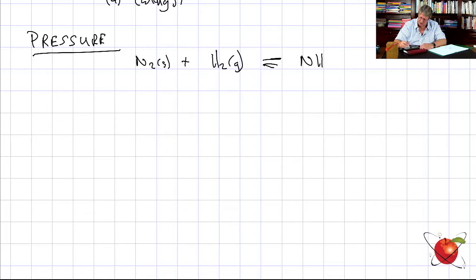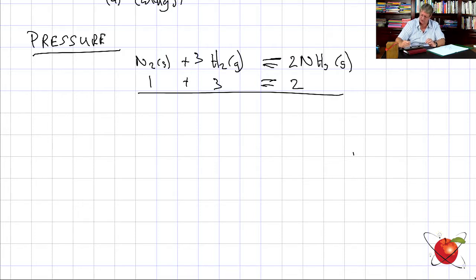Okay? We're talking pressure. Now, I'm going to rewrite the equation. I'm going to say N2 gas plus H2 gas going to NH3 gas. They're all in the same state here. Okay. So I say, okay, cool. Then I balance it, and that's going to be a 2. That's going to be 3. I write this down. 1 plus 3 goes to 2 moles, and there we go. Now I'm ready to rock and roll.